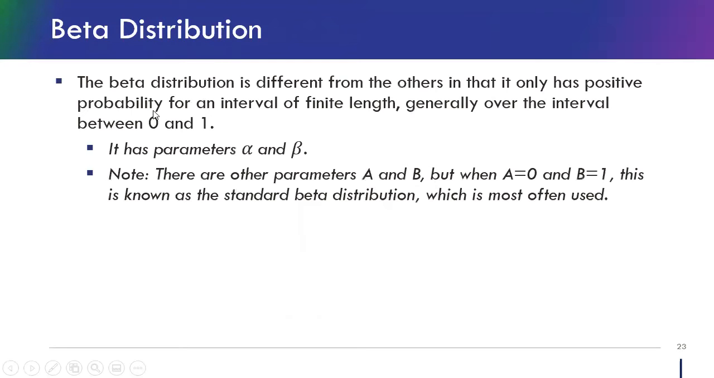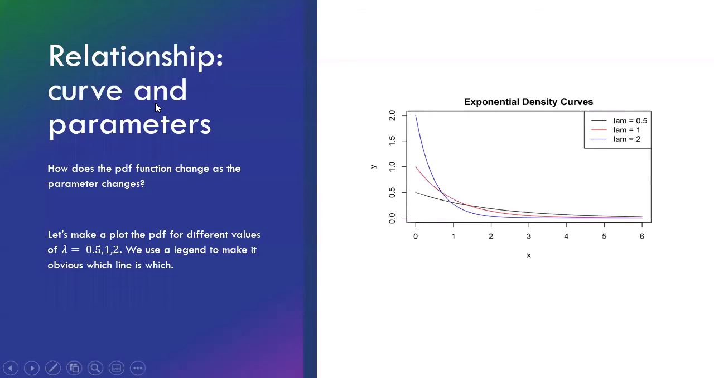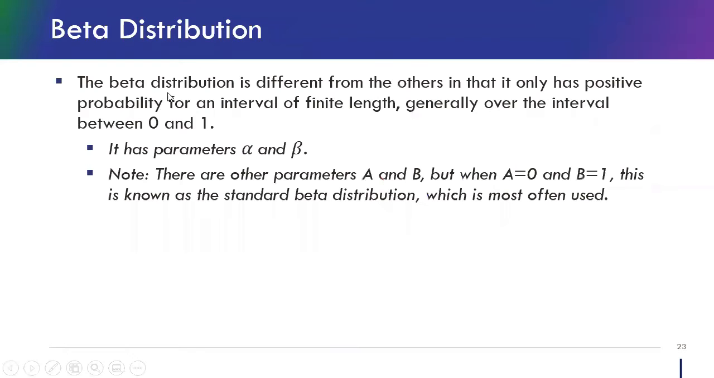So this is the exponential distribution. Okay, and the last one we are going to talk about is the beta distribution. This beta distribution only has positive probability on an interval of finite length. So generally, it's always from 0 to 1. And this beta distribution has 2 parameters, alpha and beta.